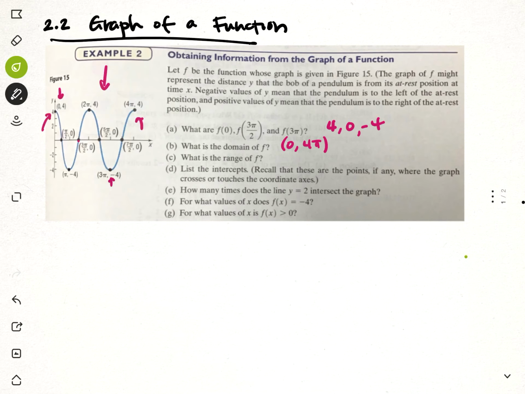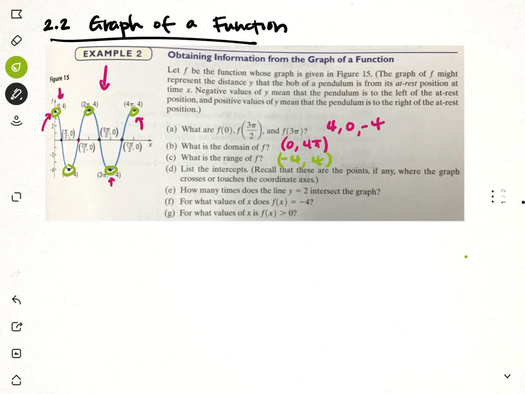Part C, what is the range? So range, if the domain is the x, the range is the y. So notice the lowest value of y, we have 2 points here that have the lowest value at -4. And the highest, we have 3 points, which is +4. So it would be from -4 to 4.